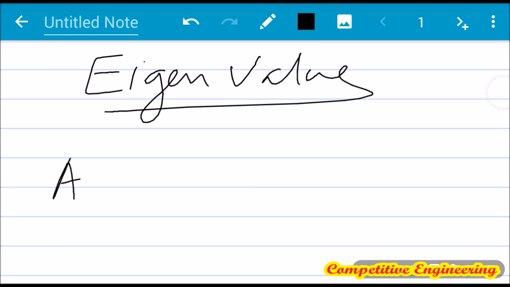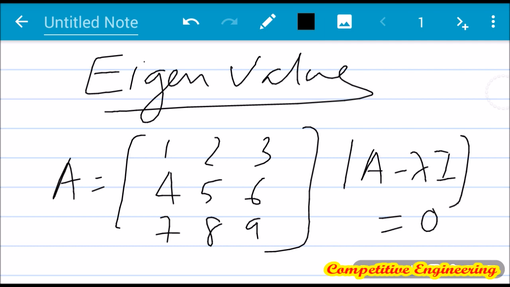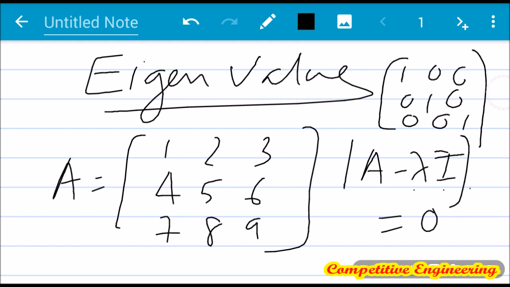If A is the matrix 1, 2, 3, 4, 5, 6, 7, 8, 9, we find the determinant of A minus lambda I equal to 0. Here A is the same matrix, and lambda is a scalar value, 1, 2, 3 or something. Those lambda values are called eigenvalues. I is the identity matrix. For a 3 into 3 matrix, I is 1, 0, 0, 0, 1, 0, 0, 0, 1. So lambda into I means lambda on the diagonal.